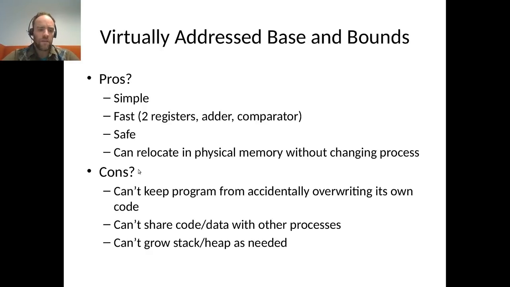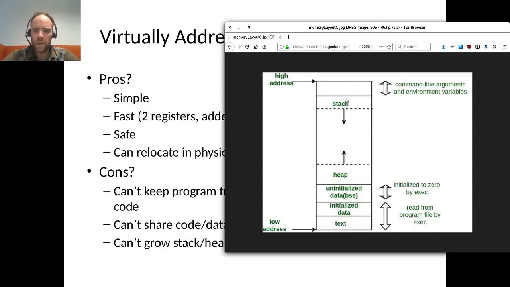However, there are some drawbacks. First of all, we can't actually physically prevent a program from accidentally overwriting its own code. Remember, we looked at this idea of the C program's memory segments. So the instructions of a process lay here. So that's the instructions that are executed. With a simple base and bounds, all we have is this low address and this high address, and we actually can't specify different access permissions for different regions of memory.